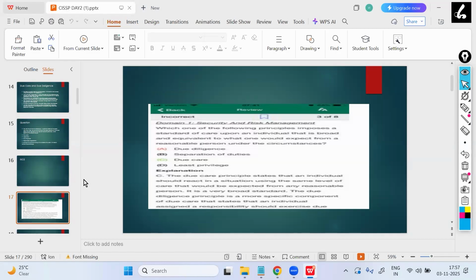Okay, I have one more scenario. Which one of the following principles imposes a standard of care upon an individual that is broad and equivalent to what one would expect from a reasonable person under similar circumstances? So I told you, a reasonable person or a sensible man, or we say the prudent man rule. Whatever the sensible person will do in a particular situation is due care. Correct. As you see in this explanation, the due care principle states that an individual should react in a certain way in a situation, with the same level of care that would be expected from any reasonable person.